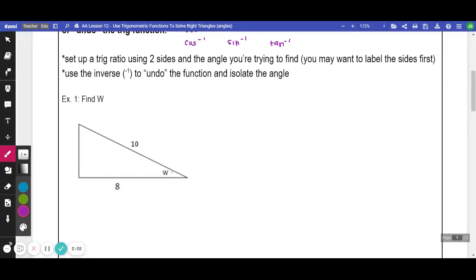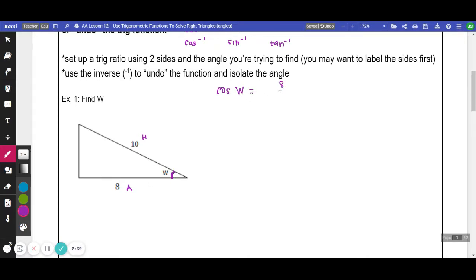So here's our angle that we're trying to find. Find W. W is right here. We're going to label the two sides just like we did in the previous lesson. So this side is the adjacent, 10 is the hypotenuse. So which of the main three, remember we're not using the other three, which of the main three functions uses the adjacent and the hypotenuse? That is cosine. So cosine of the angle, last lesson we had a number to put in here. This time we don't know the angle, so it's cosine of W equals 8/10.